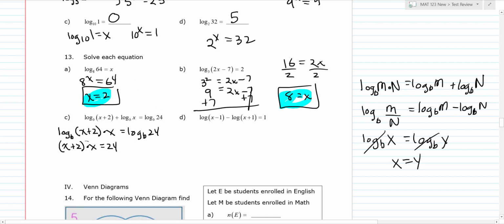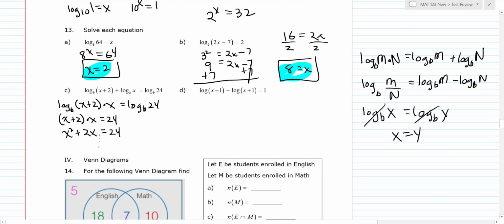Okay, do a distributive property. That would be x to the second plus 2x equals 24. This is a quadratic equation. So you want to get one side equal to 0. So move that over there to get x squared plus 2x minus 24 equals 0. And then you want to solve this by factoring.